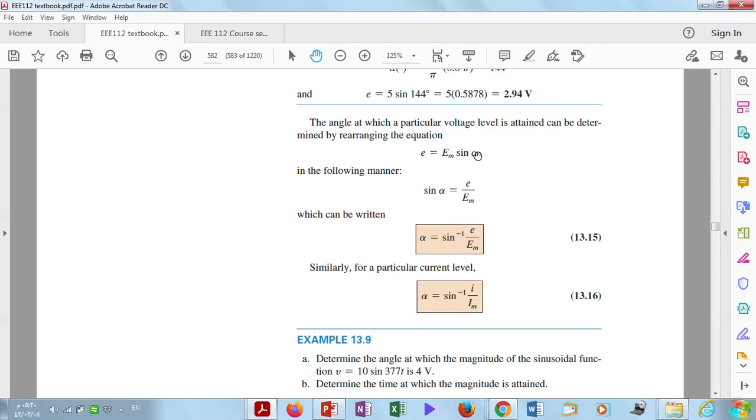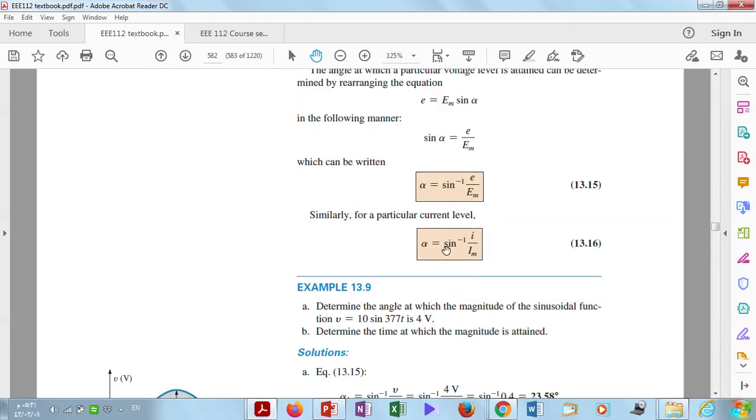We have this formula and we have the final answer, we have the peak. The question asks about the angle. You need to find what? You need to find the inverse. You will divide by Em, and this cancels in this part. E over Em equals sine alpha. Right. What about alpha? If you need only alpha, we will take the sine inverse of E over Em, and you will get the alpha. Okay. Or if we have the current, it's similar.